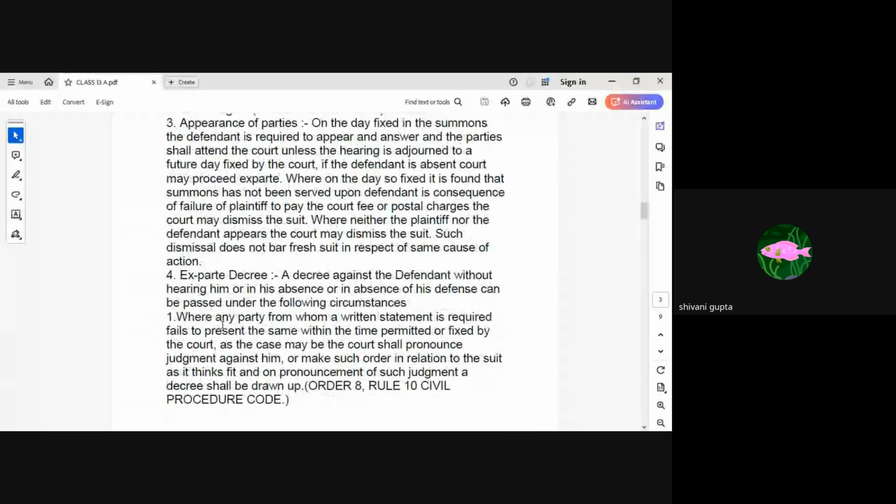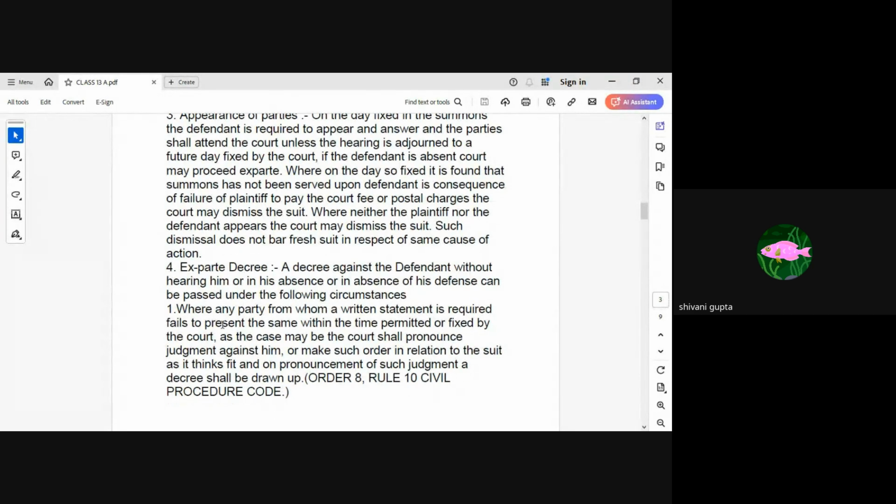Next is the ex parte decree. An ex parte decree means a decree that is passed against the defendant without hearing. Ex parte decrees are passed by the courts when there is an absence of the defense, and the absence of the defendant is recorded two to three times. Only if there is a continuous absence of the defense does the court issue the ex parte decree. Now, the ex parte decree is given under Order 8, Rule 10 of the CPC 1908.